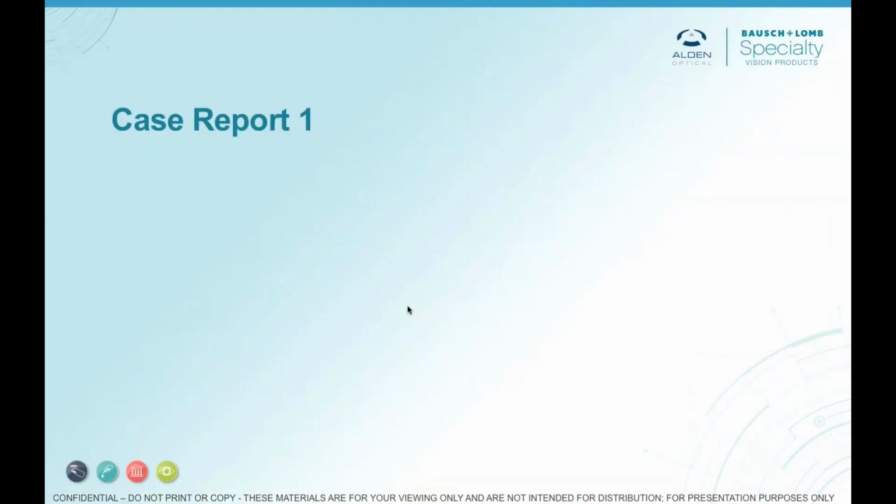So I have a couple cases that I'll use to kind of talk through how scleral lenses can be used in ocular surface disease. We'll go through these cases and then we'll talk again a little bit at the end about how we manage them.